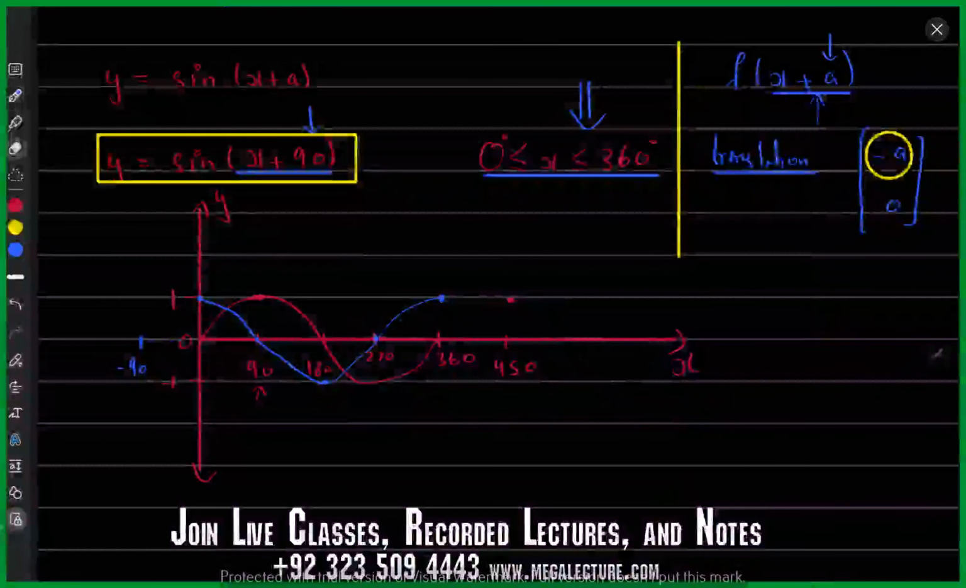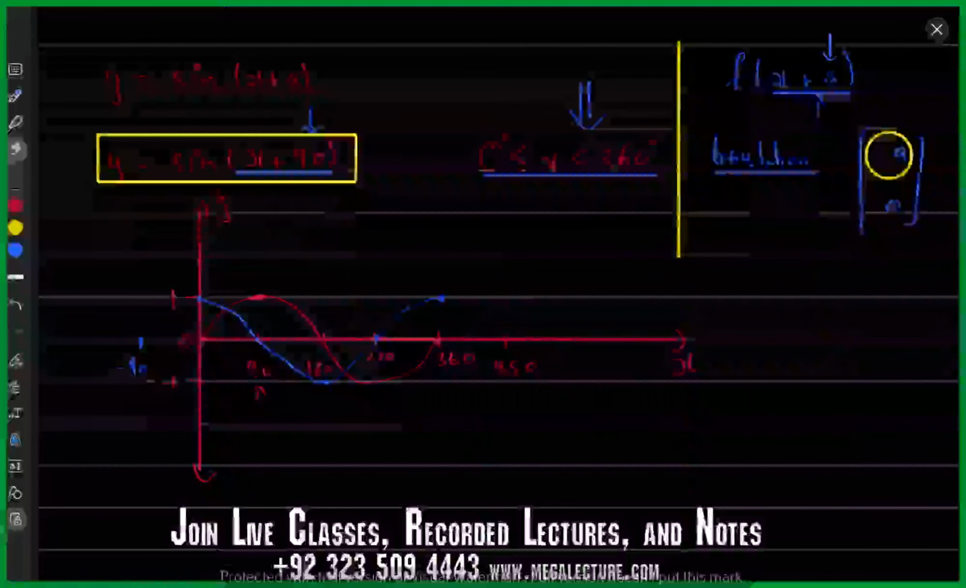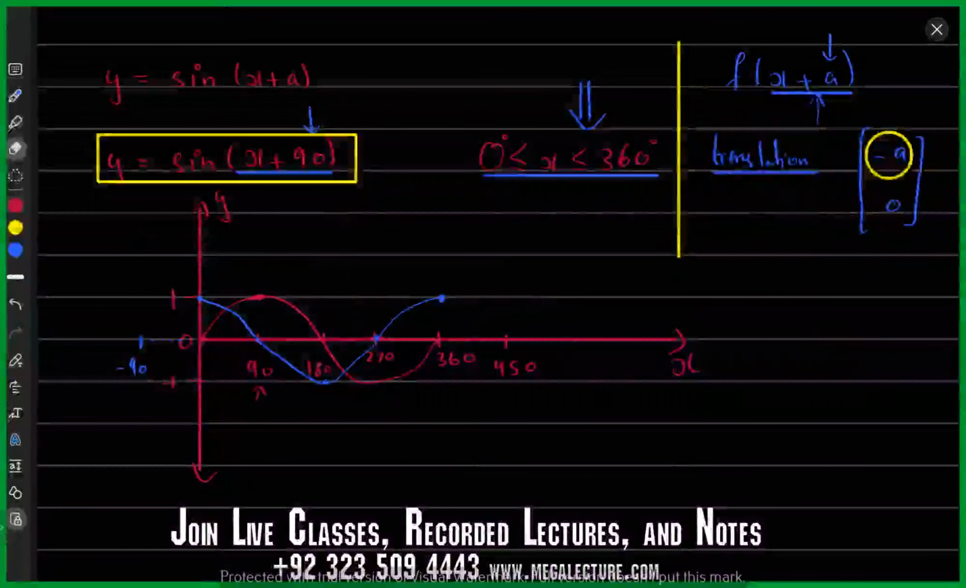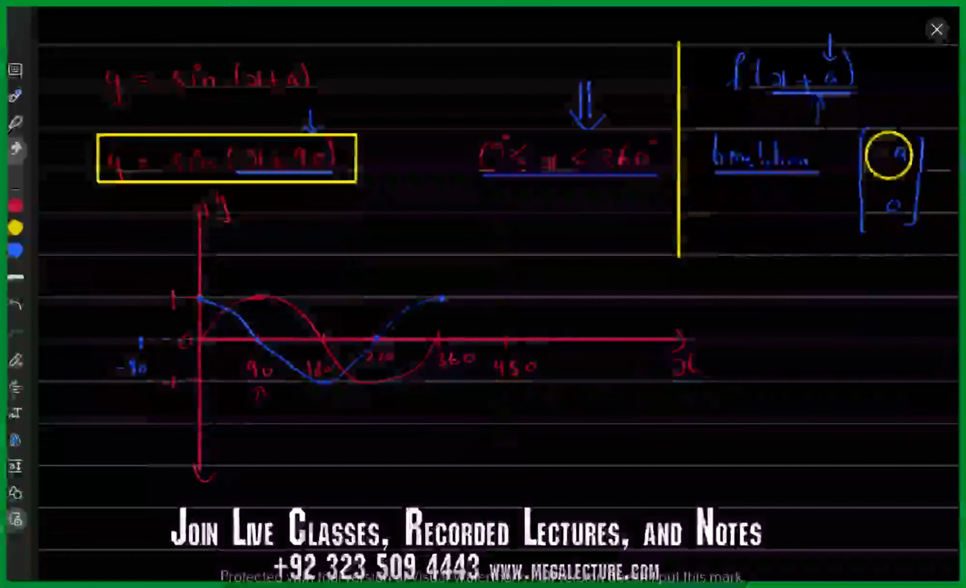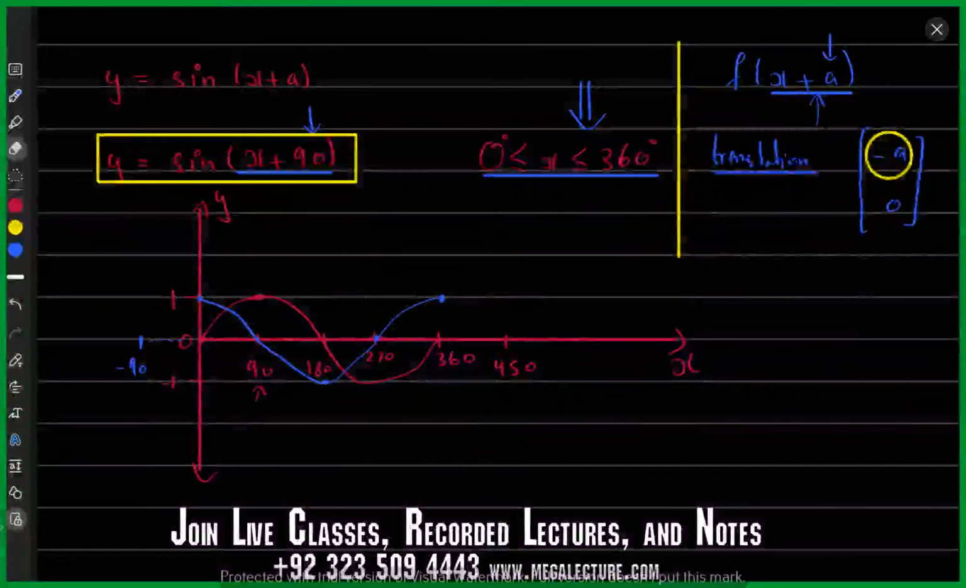Now please pay attention, and I'll explain this again. If you have any queries, you can ask me. Things were very easy, life was good before this example, because this is translation along the x-axis, and we were adding 90, but when we look at the graph, every point is being moved 90 units to the left.